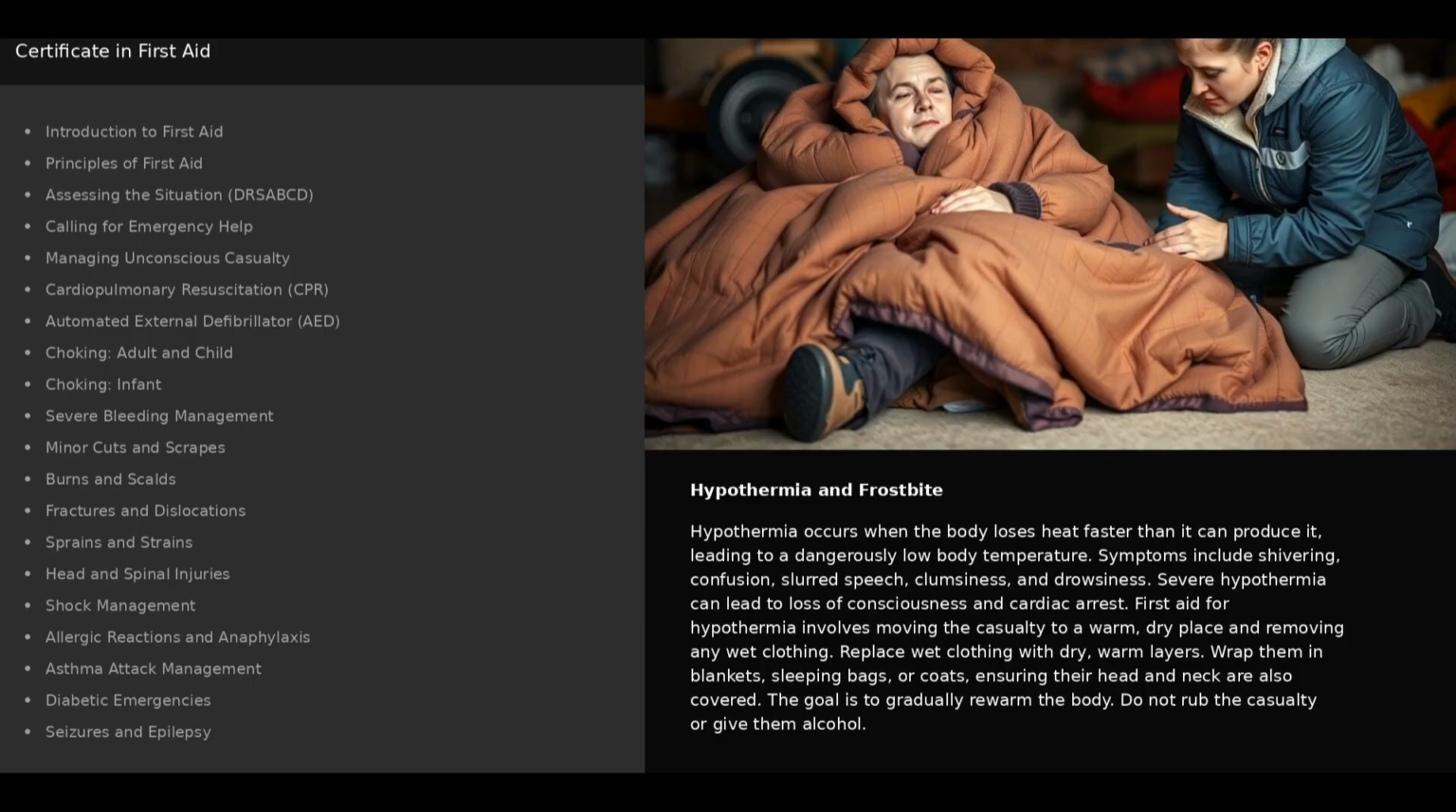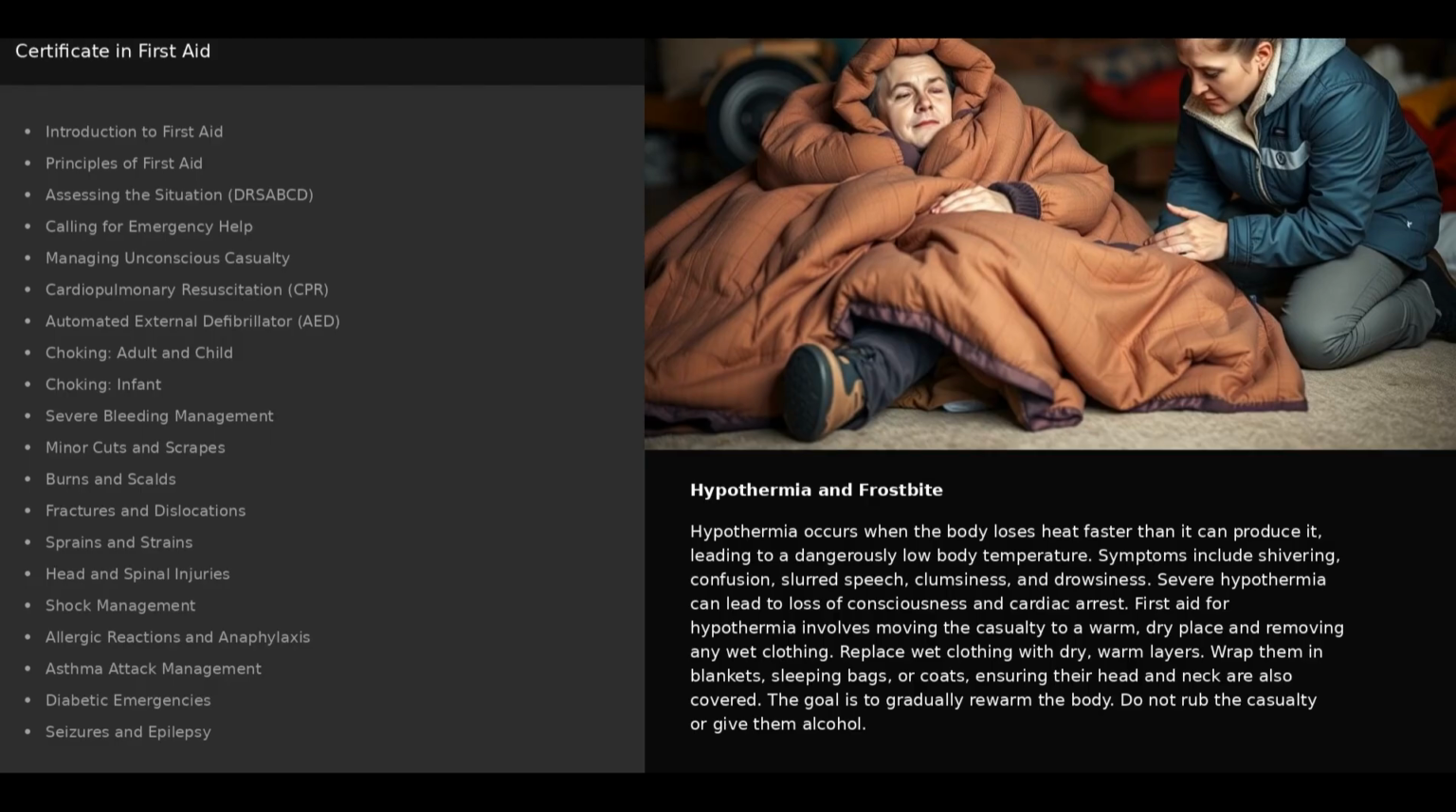Hypothermia and frostbite. Hypothermia occurs when the body loses heat faster than it can produce it, leading to a dangerously low body temperature. Symptoms include shivering, confusion, slurred speech, clumsiness, and drowsiness. Severe hypothermia can lead to loss of consciousness and cardiac arrest.